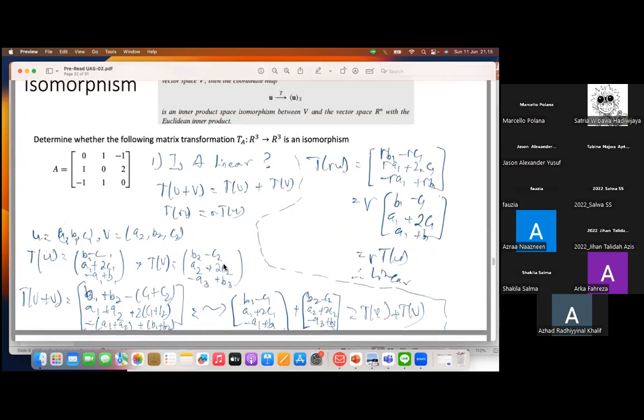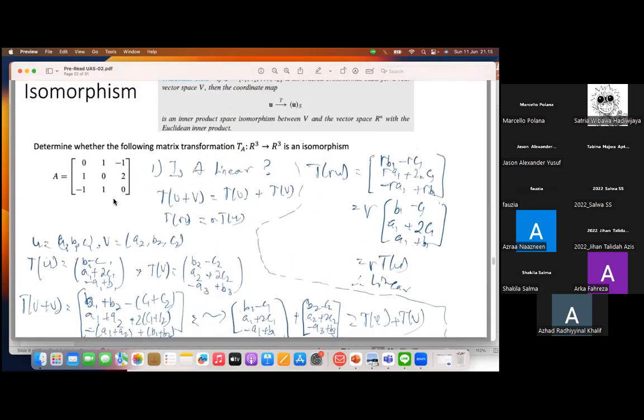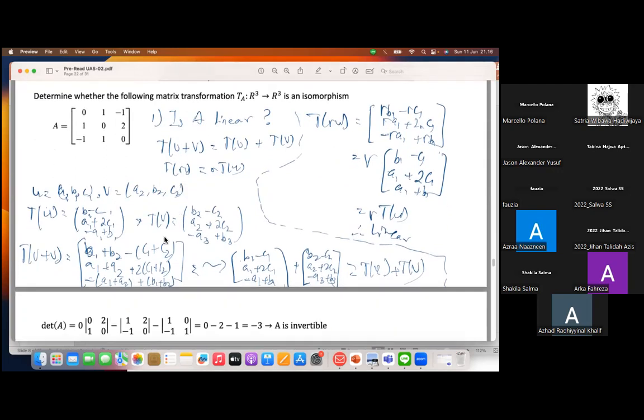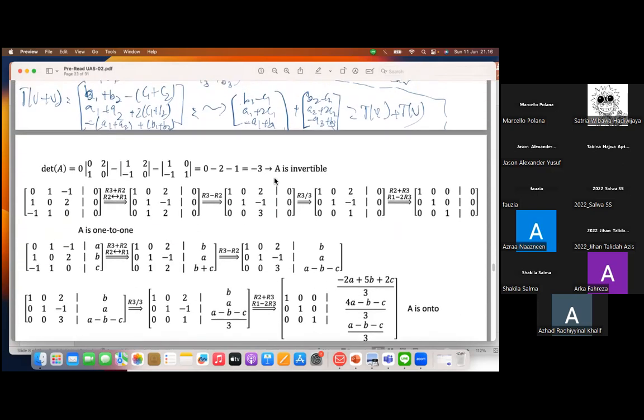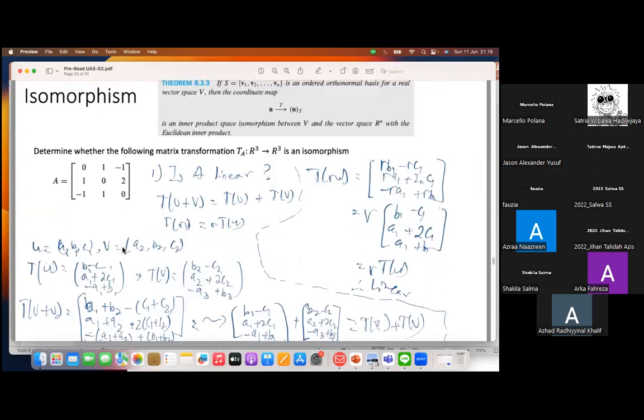Okay, so next. Now, how do we prove that a transformation matrix is an isomorphism? The first thing that we do is prove whether it is linear. And from here, we've seen that it's linear already because it obeys both axioms. Then we prove that it is one-to-one and it is onto. However, before all that, we need to show that A is invertible, and indeed here we see that A is invertible.